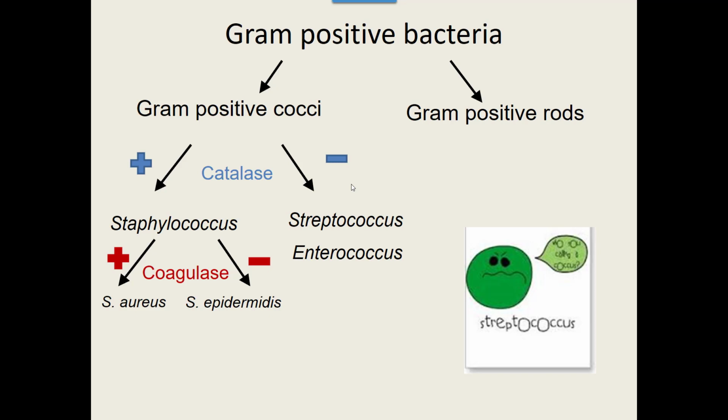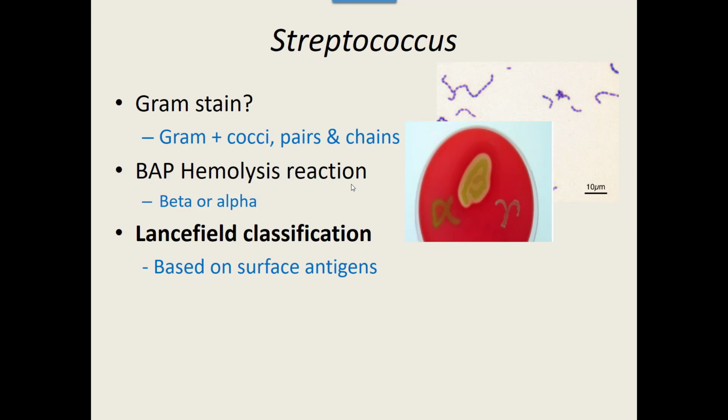So Streptococcus, they are gram-positive cocci. Again, everything in this chapter is gram-positive. Cocci is part of its name. They usually hang out in pairs and chains. Also, Streptococcus usually are going to have a beta or an alpha hemolytic reaction. So you're going to see that yellowing or greening if it's alpha, or you're going to see that complete clearing if it's beta.